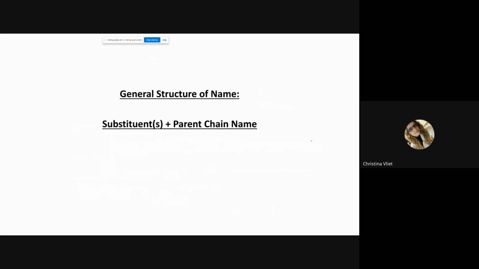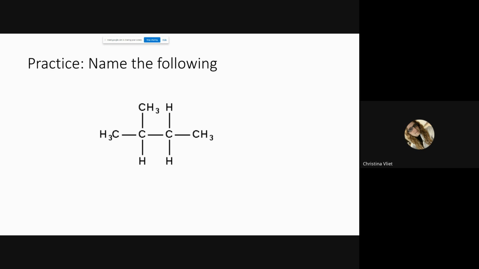So, this is the general structure of your name, how you should write your name out. The substituents are always going to go in front, and then at the end you write the name of your parent chain. So remember that your substituents are alphabetized. If you have multiple substituents, you're going to alphabetize them, and then you write your parent chain at the end. So let's take a look at practice. Following the rules, what do we do? This is where I said you may want to get your colors out.